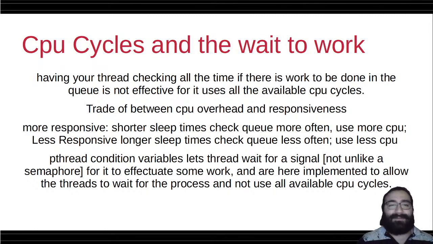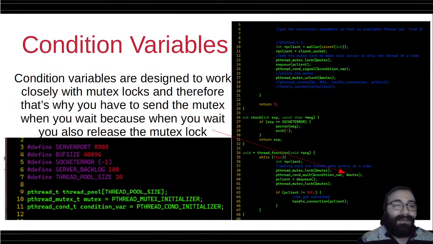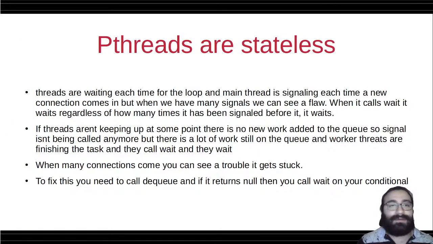The pthread condition variable lets a thread wait for a signal, not unlike a semaphore, for it to effectuate some work, and it is implemented here to allow the thread to wait for the process and not use all available CPU cycles. Condition variables are designed to work closely with mutex locks, and that's why you have to send the mutex when you wait, because when you wait, you also release the mutex lock.